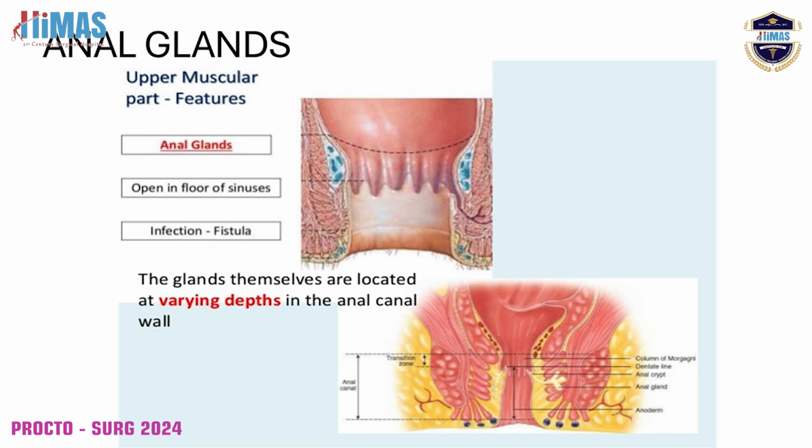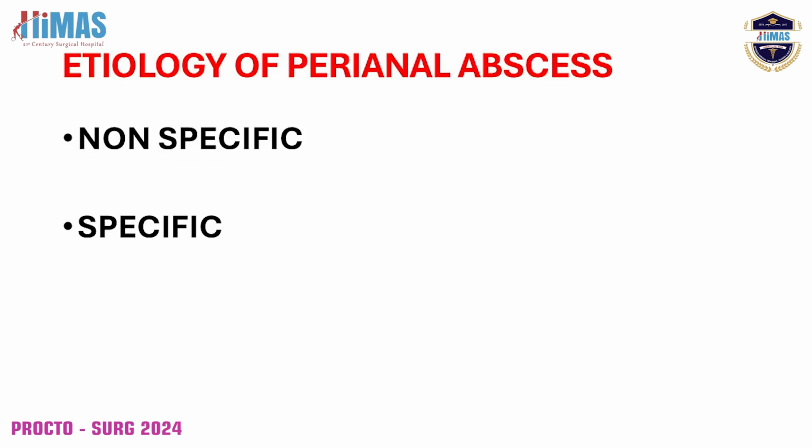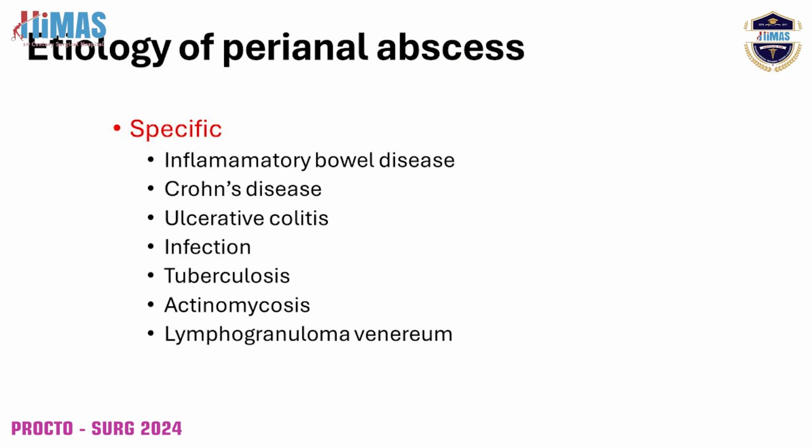In the anatomy, there are the anal glands. See, these are the anal glands. These anal glands are 20 to 30 in number, present in the crypts, and they may be present at any level. Depending upon the level of the anal gland, it can get infected in any space. So there are specific causes and non-specific causes. The specific causes, as Harish told, these are all the specific causes.